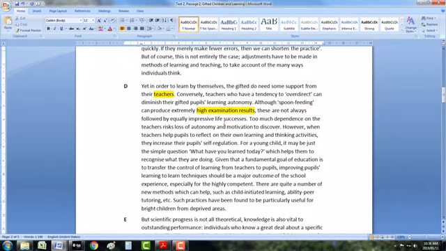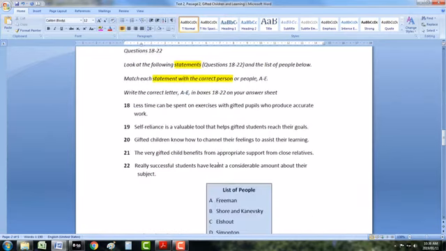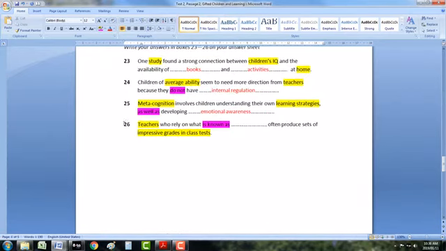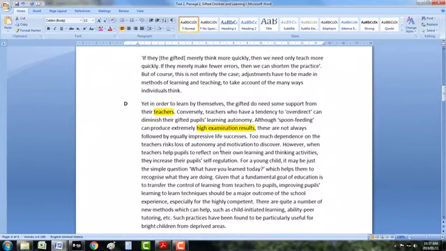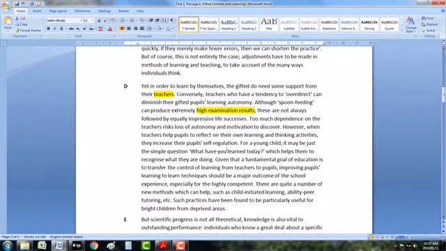Spoon feeding can produce extremely high examination results. They've made it very difficult. This is actually quite a difficult one, number 26, because they put teachers there, but teachers is not in the sentence. Produce sets of impressive grades in class tests, high examination results. What is known as? And the is known as tells you you're looking for some kind of new term.